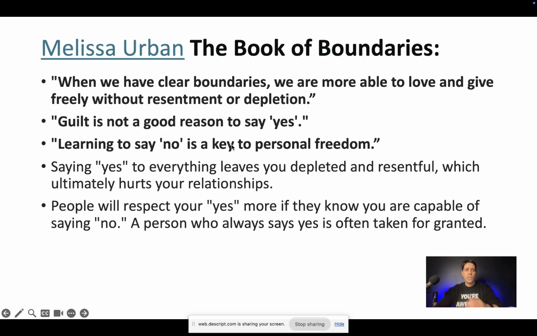Learning to say no is a key to personal freedom. Saying yes to everything leaves you depleted and resentful, which ultimately hurts your relationships. People respect your yes more if they know you are capable of saying no. A person who always says yes is often taken for granted.